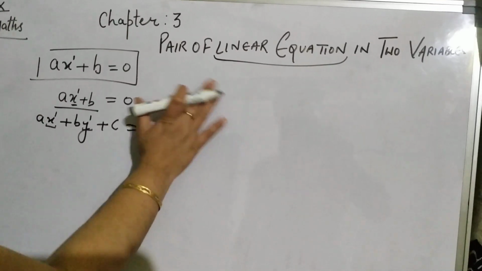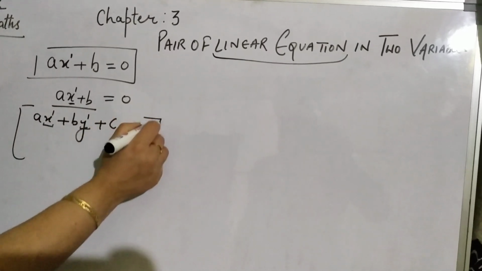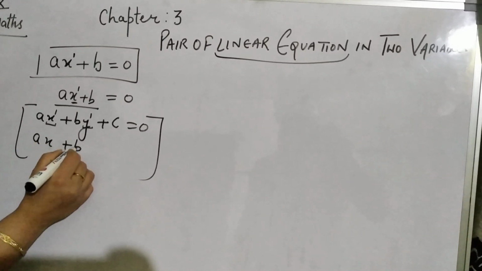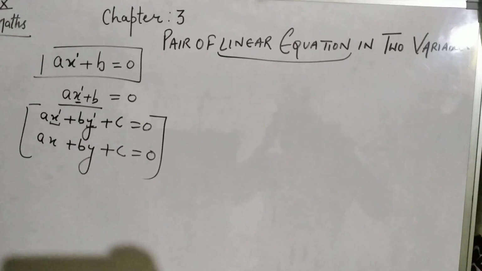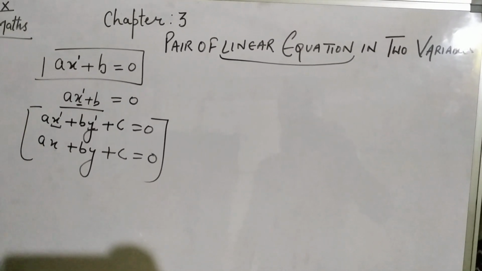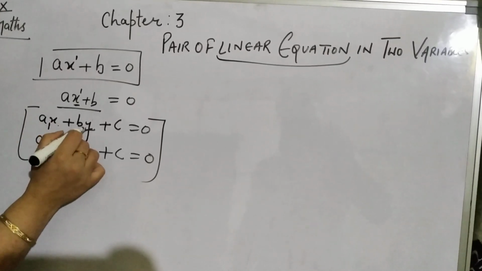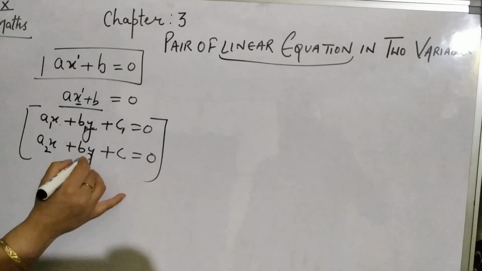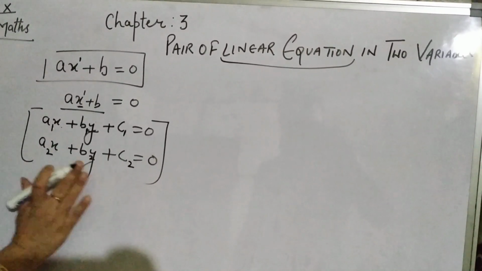But in the third chapter you have a pair of linear equations in two variables. Pair of linear equations in two variables means two linear equations. If you write another equation, ax plus by plus c is equal to 0, this is a pair of linear equations in two variables because two linear equations are there. Now in order to differentiate these two equations, we write a1x plus b1y plus c1 is equal to 0 and a2x plus b2y plus c2 is equal to 0.